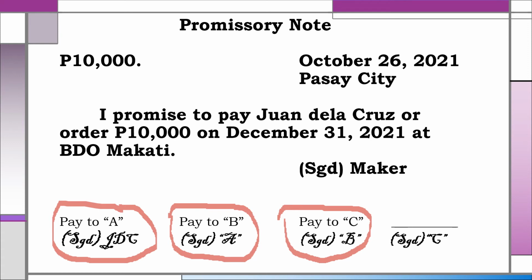But C, the new endorsee, now the endorser, merely affixes his signature at the bottom of the instrument without naming his endorsee. This is a blank endorsement.